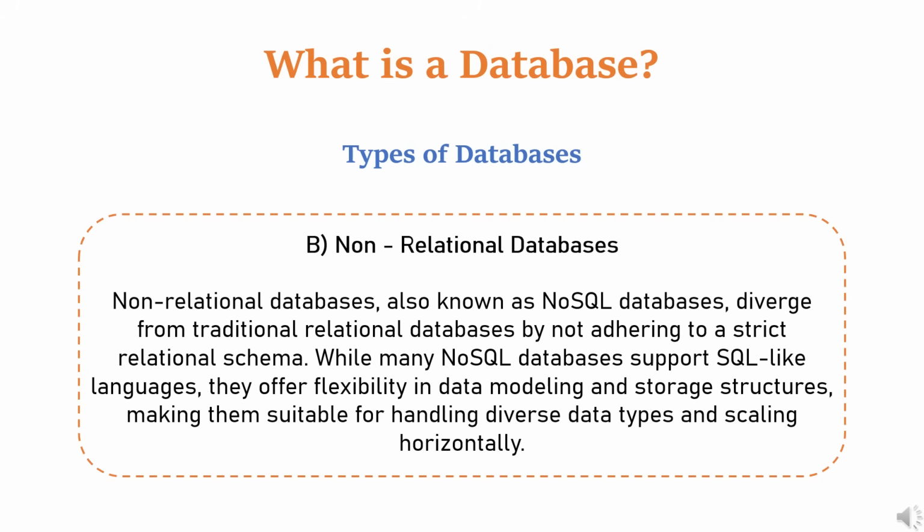Non-relational databases. Non-relational databases, also known as NoSQL databases, diverge from traditional relational databases by not adhering to a strict relational schema. While many NoSQL databases support SQL-like languages, they offer flexibility in data modeling and storage structures, making them suitable for handling diverse data types and scale horizontally.